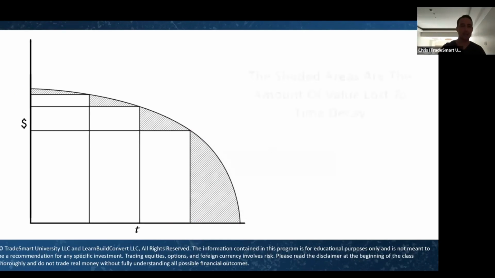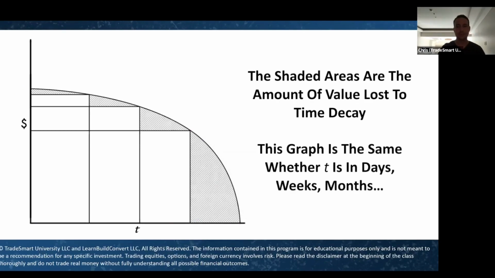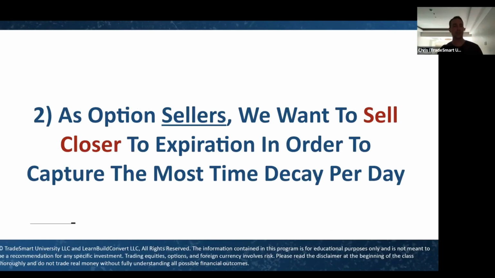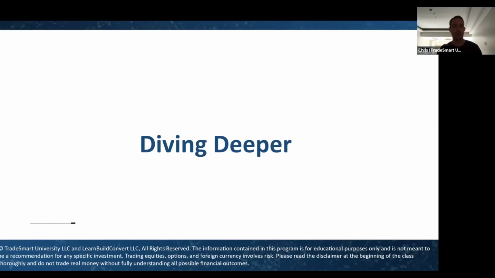So I hope that makes sense. Cool. So when we buy, we want to buy on the back end of the curve when we have lots of time remaining. When we sell, we want to sell close to expiration and get the really steep part of that time decay curve, so we get the most time decay per day. Okay, so that's time decay.